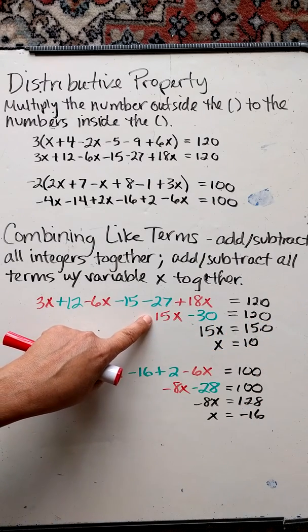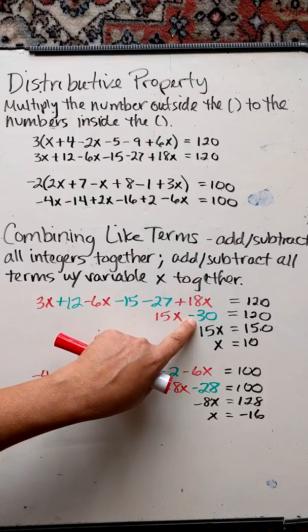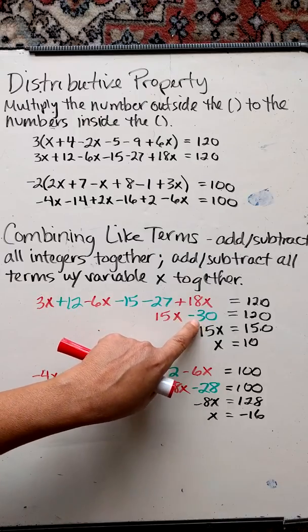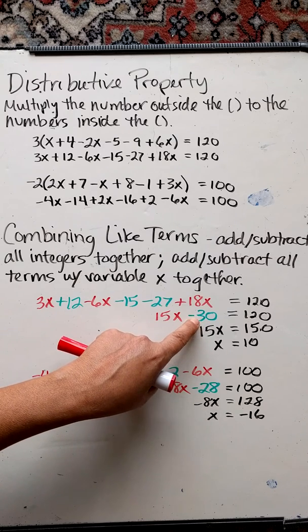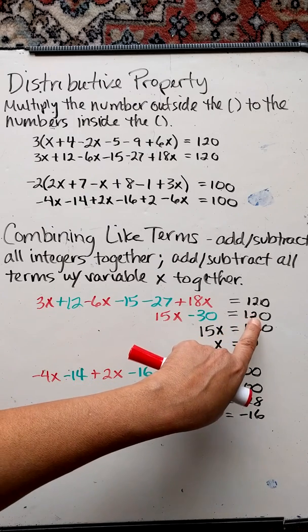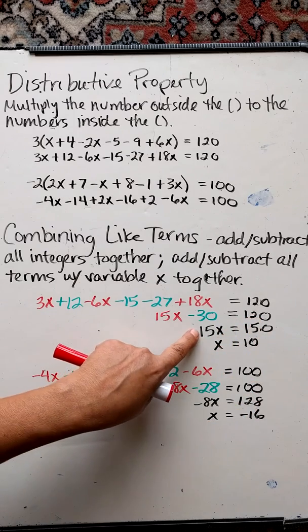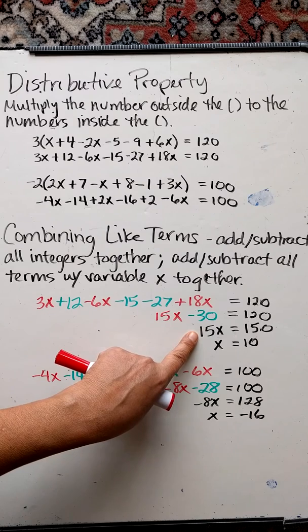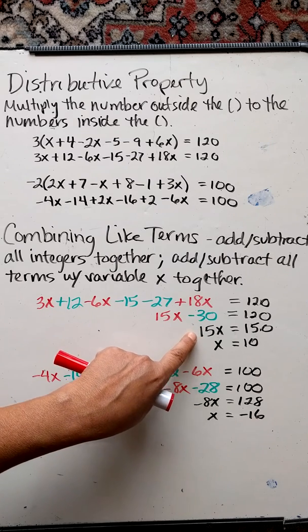And from here, you should know what to do. We're going to add 30 to both sides. I didn't write that in there, but that's what we do. We add 30, so this becomes 0. We bring down 15x. We add 30 to 120, and we get 150. And then we divide both sides by 15. Again, I didn't show that here, but that's what we're doing.